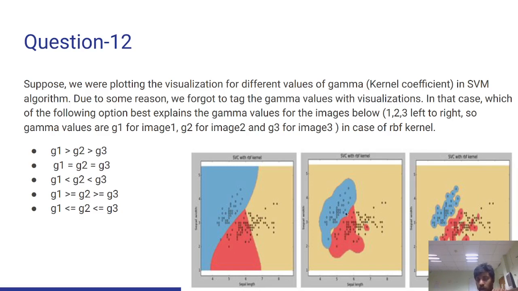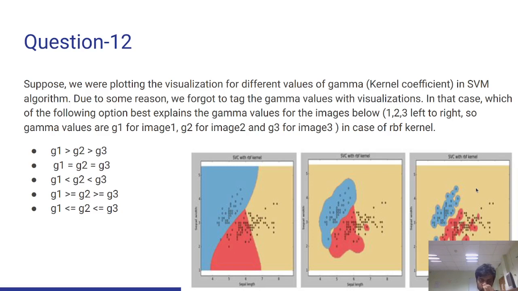Here also, not as much as this one, but you can see the decision boundaries are very much overfitting, near to the points. But here the boundaries are much smoother: brown, red, yellow, blue. It is much smoother than all of these. So this one is overfitting the most. G1 greater than G2 greater than G3. Sorry, G1 less than G2 less than G3.